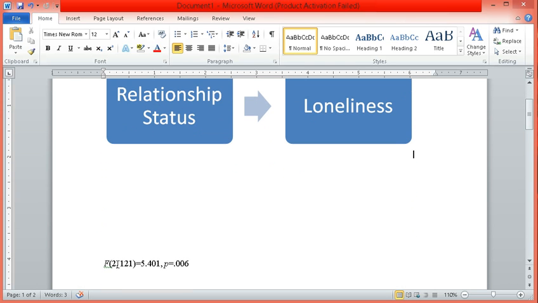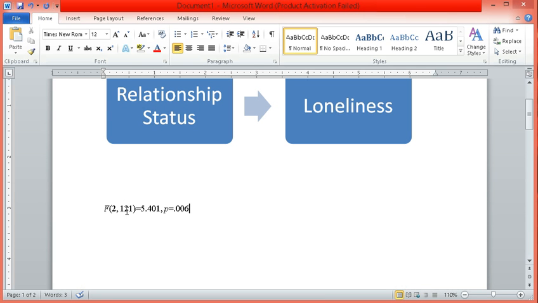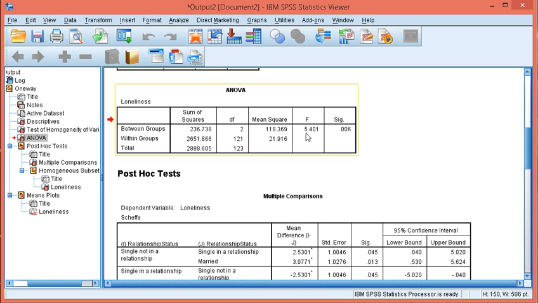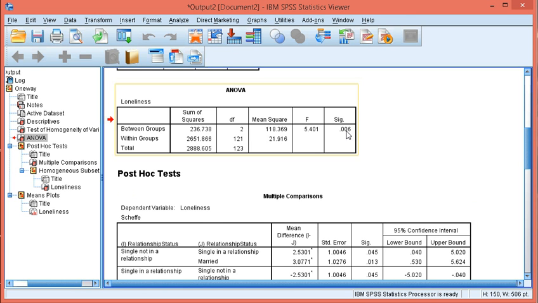Now, how do you report the results, or how do you write this down in a report? You can write this down as this. F, as in your F ratio, then parentheses. Those values are these values: degrees of freedom between groups 2, and degrees of freedom within groups 121. And then the value of F, 5.401, then comma, probability value equals 0.006.